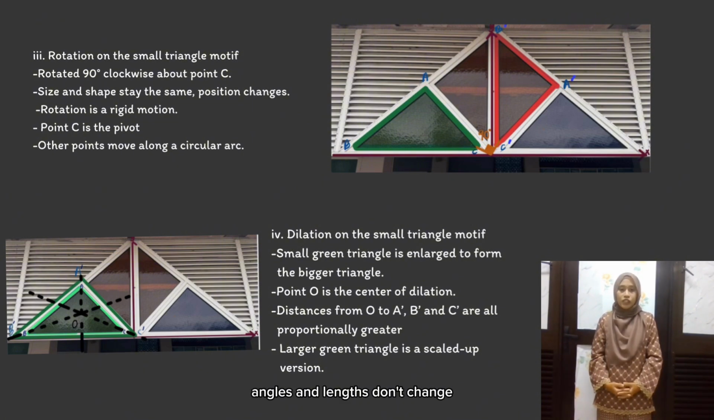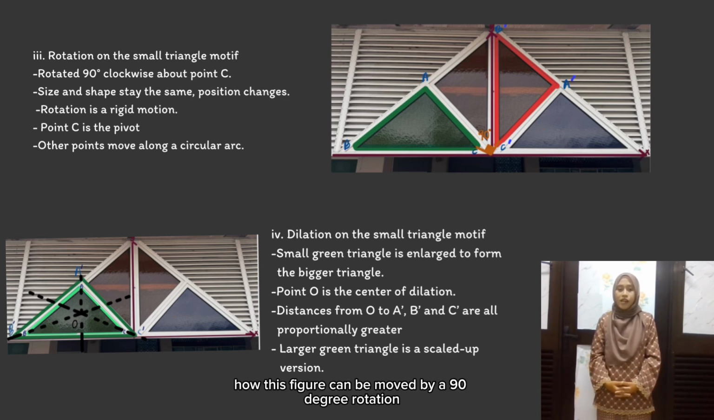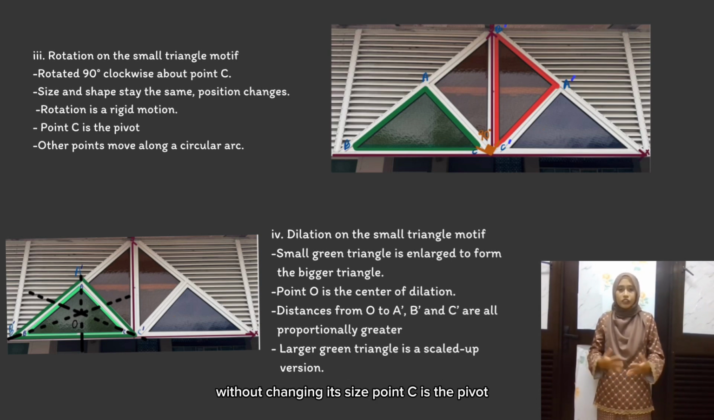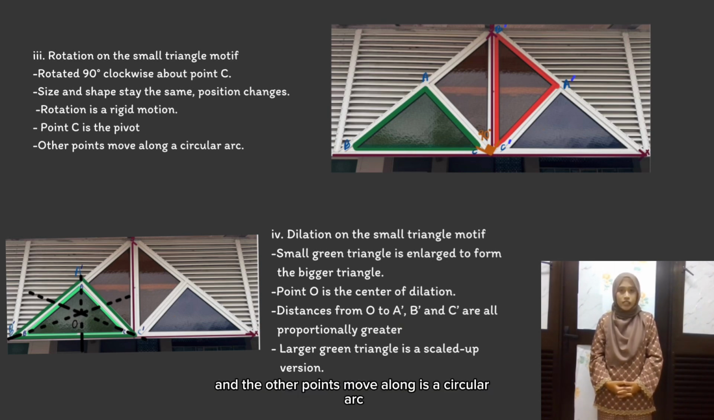Angles and lengths don't change because rotation is a rigid motion. This shows how this figure can be moved by a 90-degree rotation without changing its size. Point C is the pivot and the other points move along a circular arc.